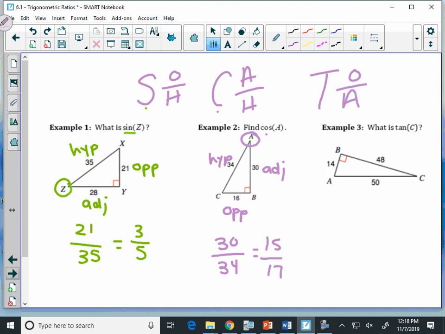Both answers, either form are correct. Simplified fraction or non-simplified fraction, I don't care.